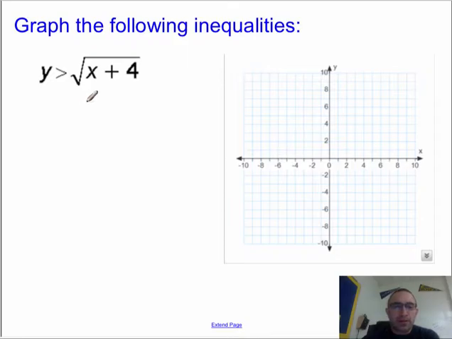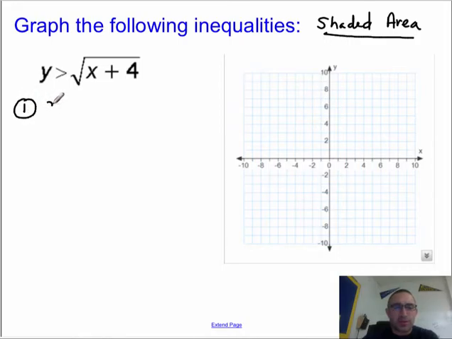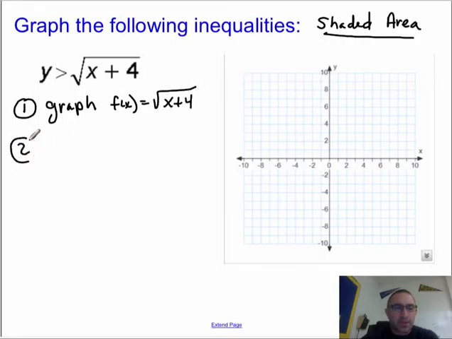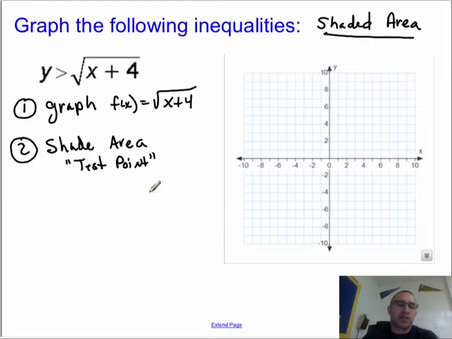Okay, so now we're going to have some shading. Remember, whenever you graph an inequality, we're looking for a shaded area. So the two-step process for these types of problems is to graph the function, which is square root of x plus 4, and then shade the area. And if you want, you can use a test point to check and see which area to shade.